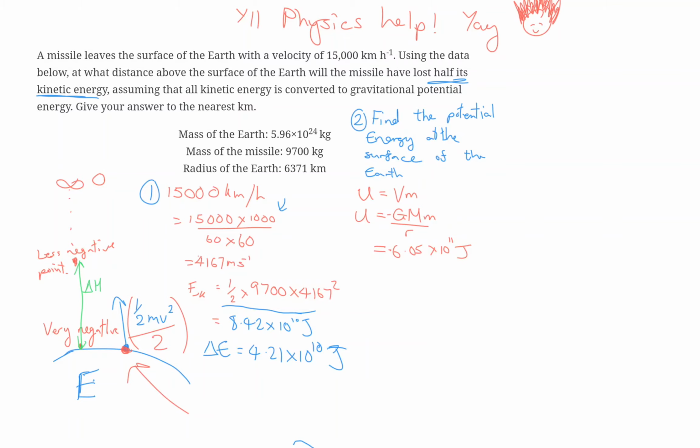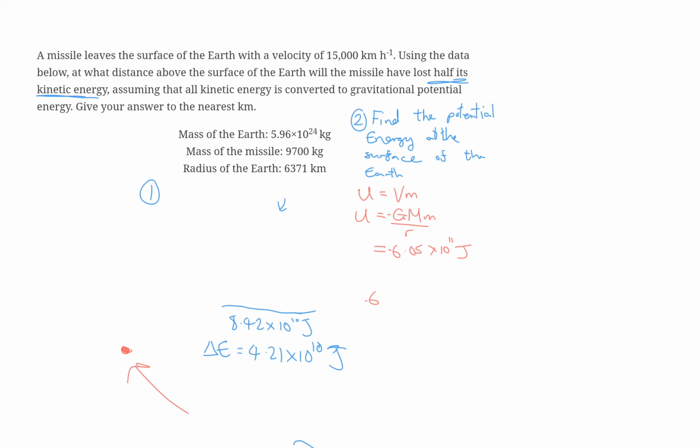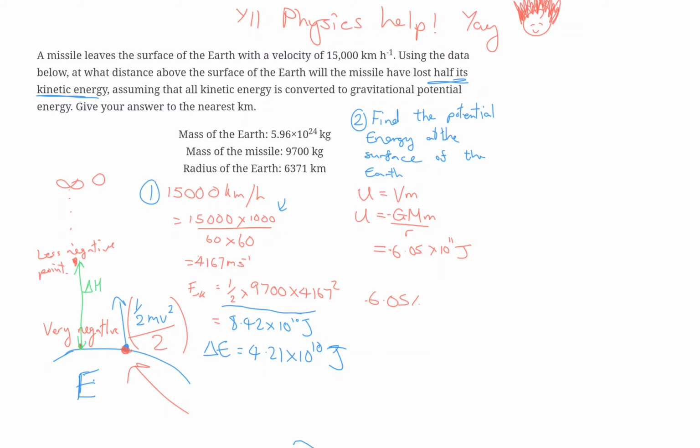So we're going to do this: we're going to say negative 6.05 times 10 to the minus 11 plus, I'll change colours, 4.21 times 10 to the 10. And let me put that into the calculator. Okay, so having done that, we find that it is 5.63 times 10 to the 11. And I've just noticed that should not be a minus up there, and it was just a minus here.